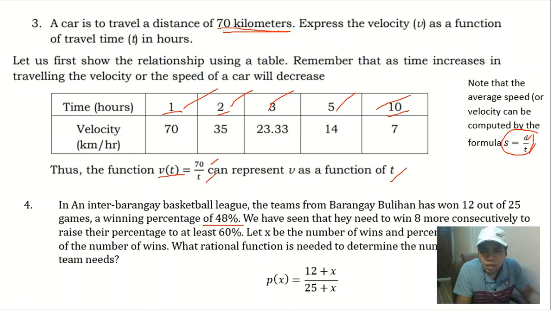Sabi dito, kailangan nila manalo ng 8 more. Ibig sabihin, kapag nag-add ako ng 8 sa taas, 12 plus 8, mag-a-add din ako ng 8 sa baba. Consecutive wins. Pag natalo sila, automatic add pa rin ng add yung nasa ilalim. So, piece of x, yung percentage ng winning is 12 plus 8 all over 25 plus 8. So, this is 20 divided by 33.